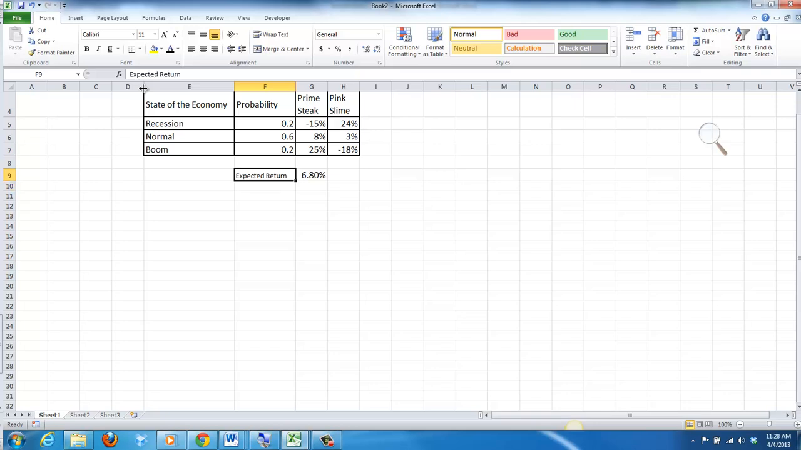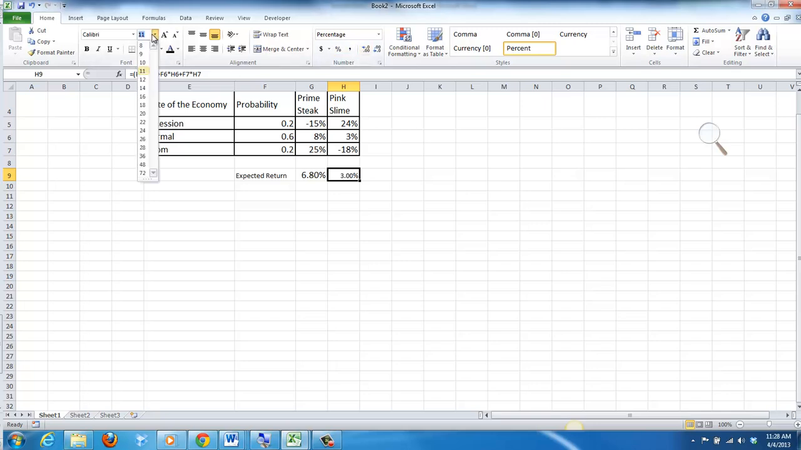And then for pink slime, the expected return, again, I'm going to take the probability multiplied by the expected return plus the probability multiplied by the expected return in that state of the economy plus the probability multiplied by the expected return in that state of the economy. And that gives me 3%. Okay.